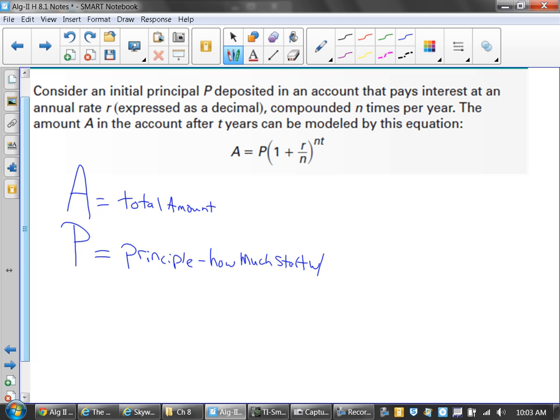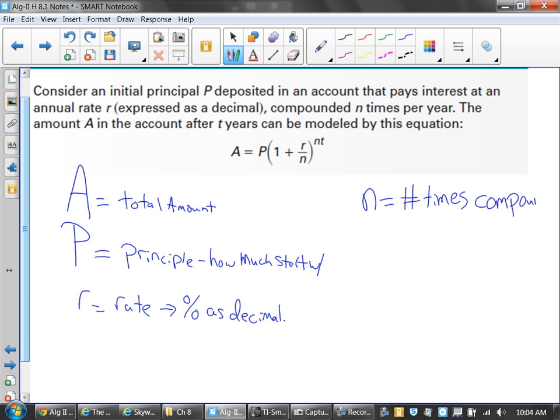The value of r, again, is your rate. It's always a percentage as a decimal, so you always want to convert it to a decimal. We all remember how to do that, right? Let's move the decimal place over. The value of n is the number of times it compounds.